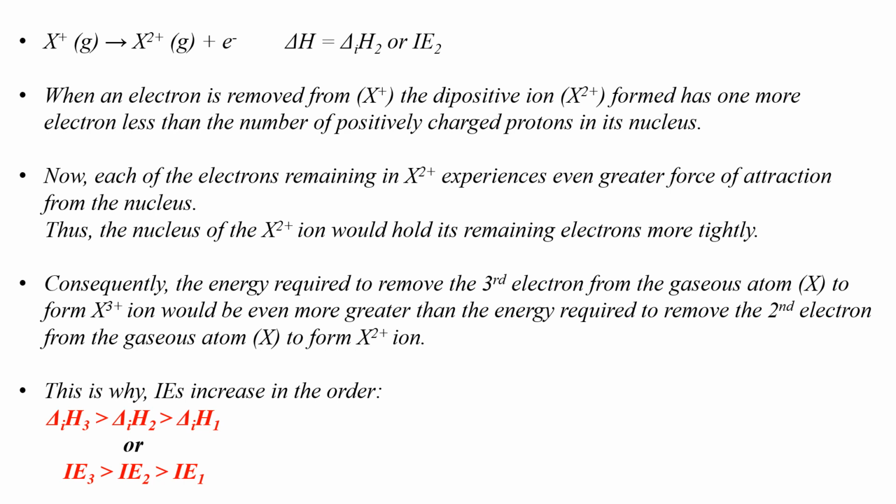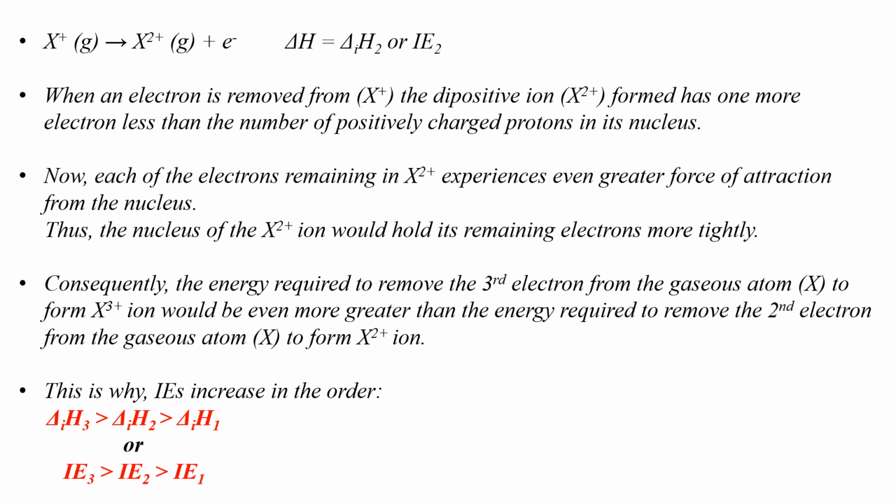Now, each of the electrons remaining in X2 plus would experience an even greater force of attraction from the nucleus. Thus, the nucleus of X2 plus ion would hold its remaining electrons even more tightly, and consequently, the energy required to remove the third electron from the gaseous atom X to form X3 plus ion would be even greater than the energy required to remove the second electron from X to form X2 plus ion.